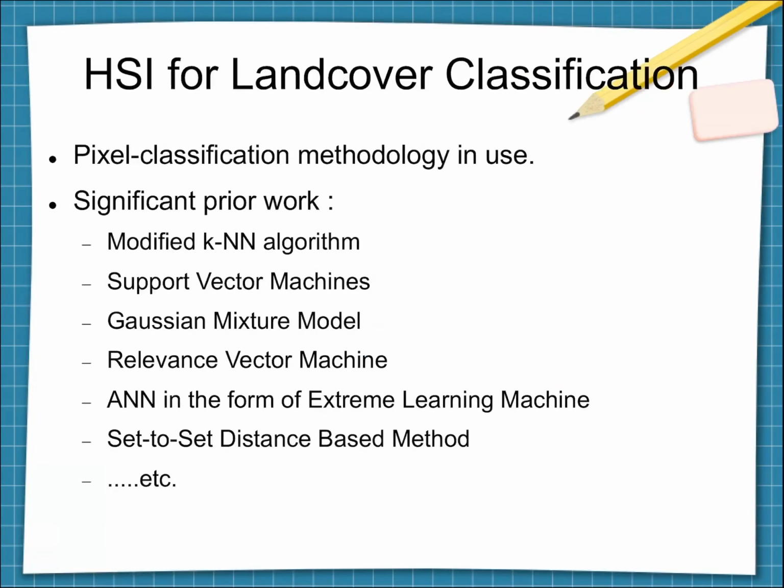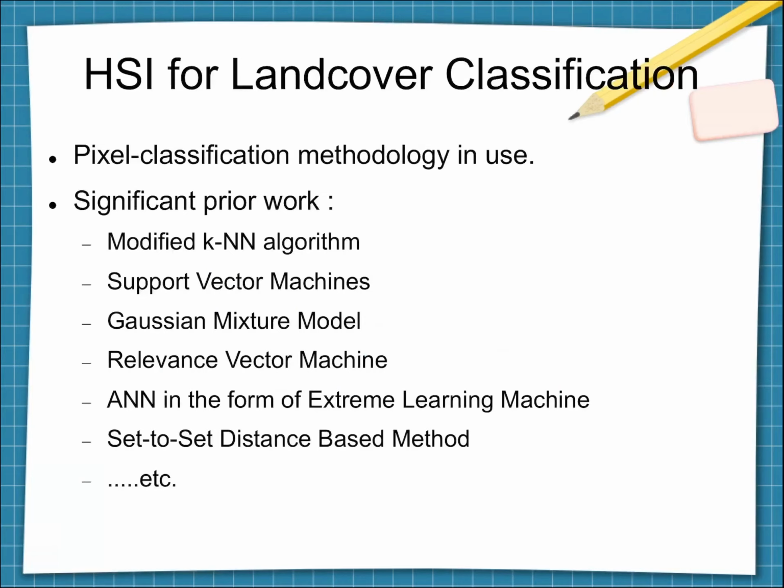Most of the significant prior work in the domain is based on pixel-wise classification, where we give a class, or here a land cover type, to each pixel of the image. Previous approaches include a modified KNN algorithm, where Euclidean distances are used to predict classes in the input space or a transformed space. This, however, generalized poorly in case of inadequate data.